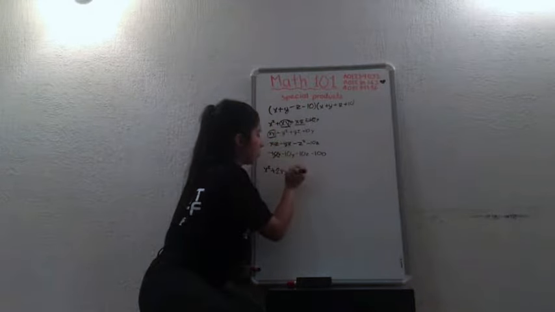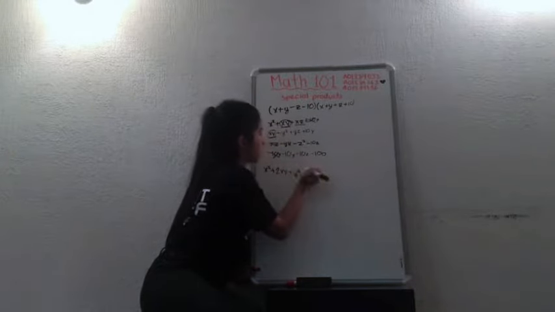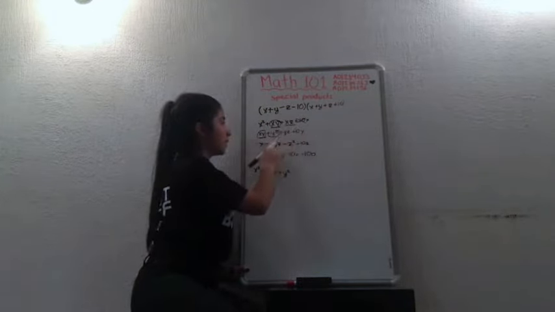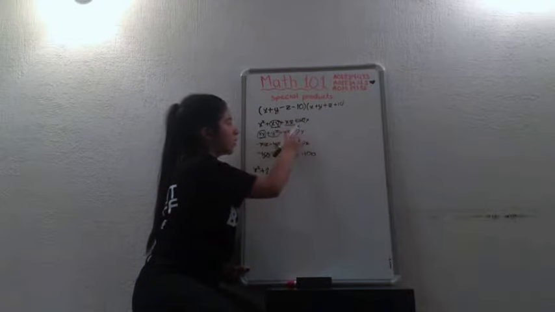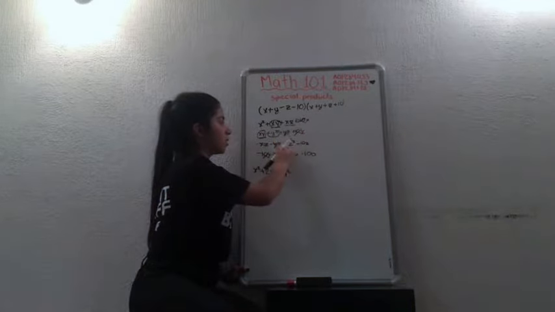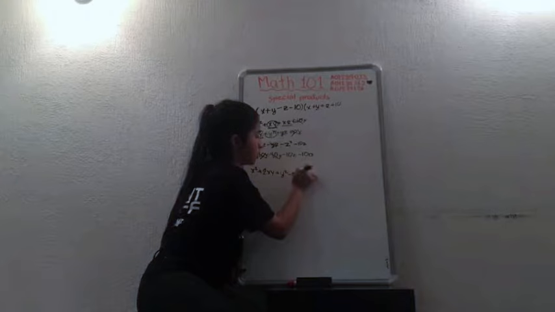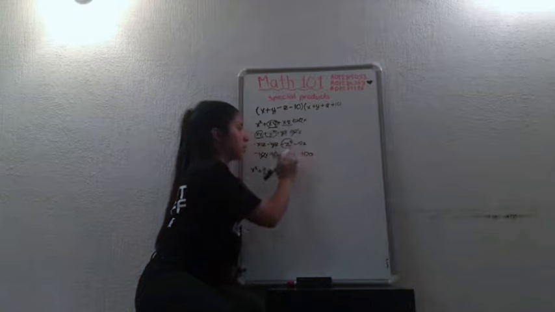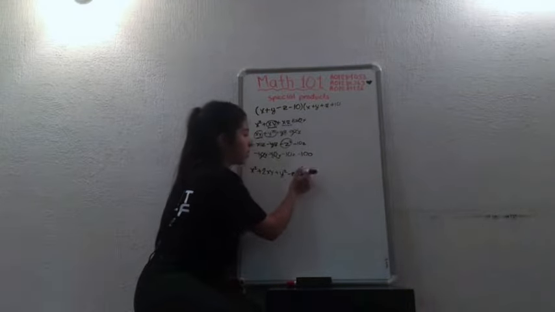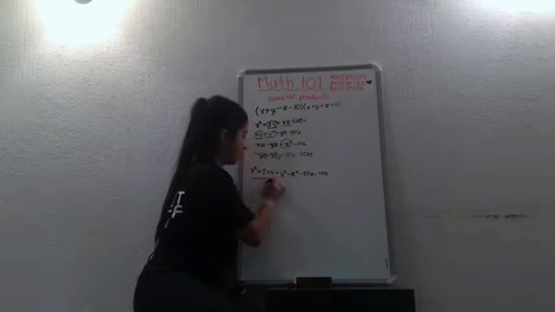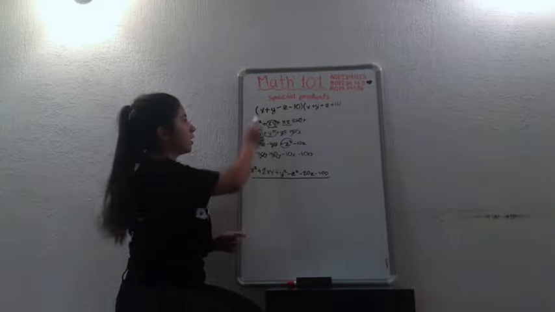For y squared, we don't have another one, so it's plus y squared. We already finished with this one. And then y and c, we have a positive and negative, so they both cancel. 10y minus 10y, we take them out, minus c squared, and then we have minus and minus 10c, so we're going to subtract them both, and we have minus 20c and minus 100. And this is our answer for this special product.